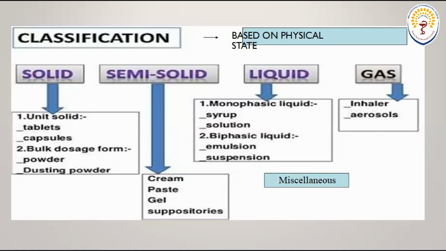Biphasic has two phases. Monophasic liquid dosage forms: syrups, solutions, waters, lotions are the monophasic dosage forms. In biphasic dosage forms, emulsion and suspension are there. Next is gaseous dosage form, inhaler or aerosols dosage form. This is the classification based on the physical nature or physical state.